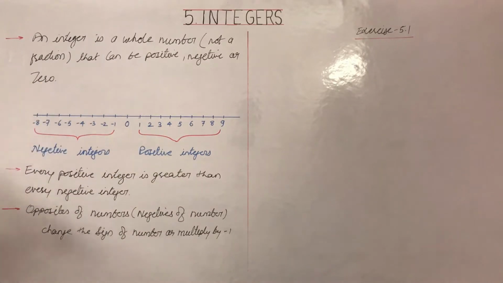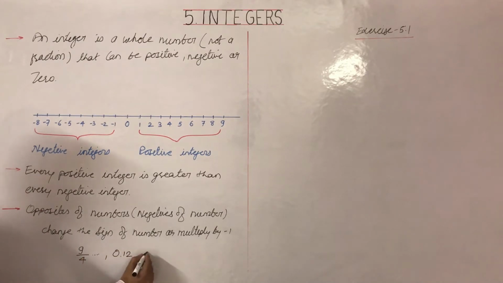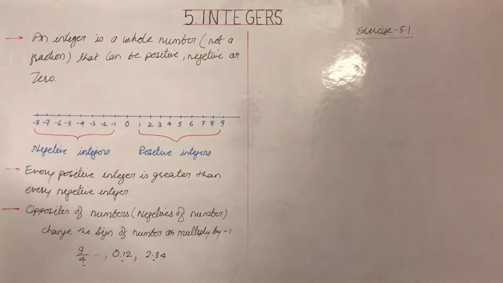And what is the meaning of non-fraction or non-decimal? Not a fraction means if you write 9/4, this is not allowed, or 0.12 or 2.34. So without decimal, without fraction, all numbers are integers.